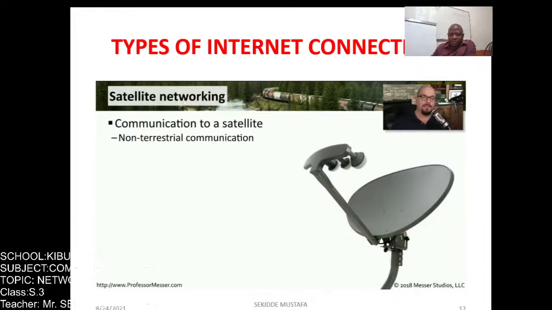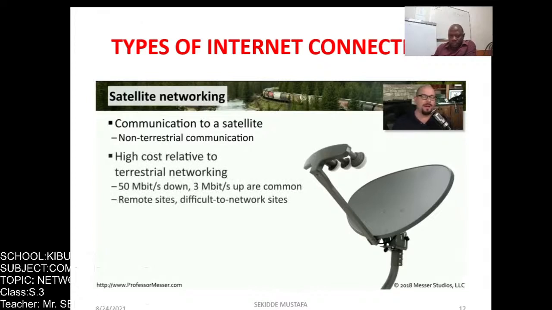Our internet connectivity doesn't have to be limited to connectivity on Earth. We can sometimes connect to the internet using satellites that are in space. This satellite networking allows us to communicate directly to a satellite which then sends that data to a station down on Earth and then reverses that to get the data back to us. This has, as you might expect, a relatively high cost compared to traditional terrestrial networking such as cable modem or DSL connectivity. But your speeds are pretty good.